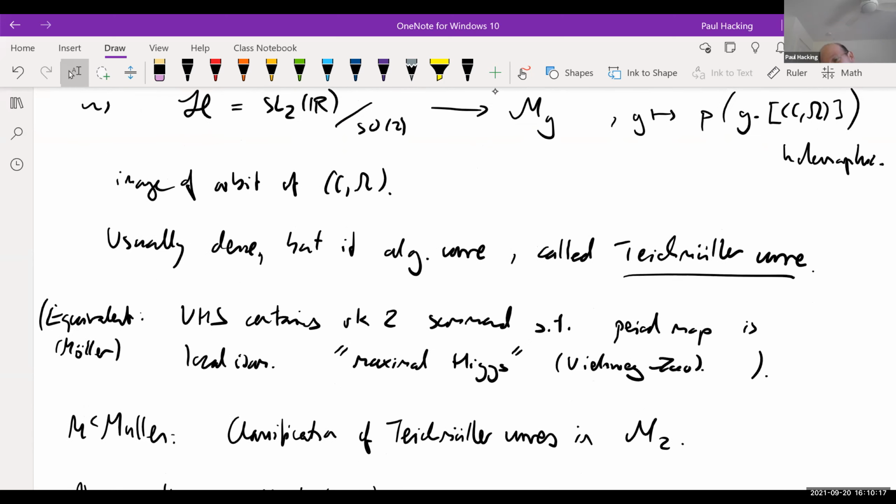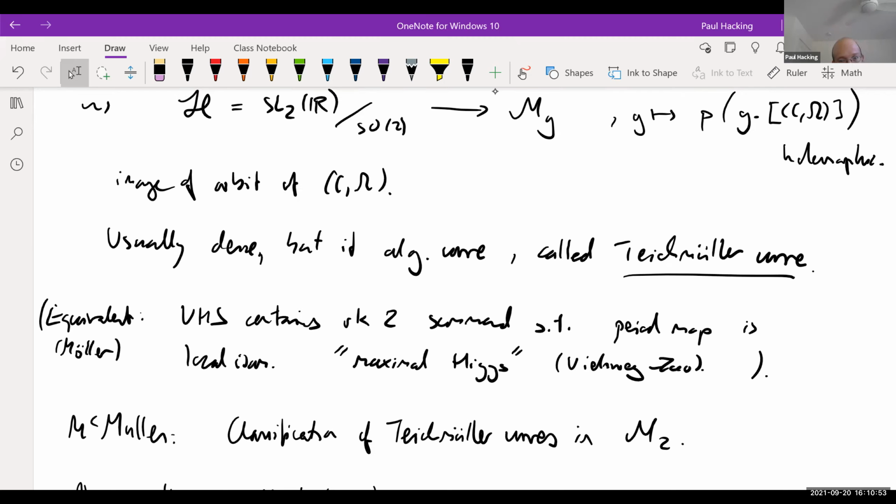We have the Teichmuller curve in M_g. We look at the variation of Hodge structures over that curve, so the H1 of the curves parameterized by that curve in M_g. That contains a rank 2 summand, such that the period map is a local isomorphism. And this rank 2 summand, if you think about the construction up here, it's just the real and imaginary parts of this chosen one form on the original curve. Yeah, and in the notation of Viehweg and Zuo, this is called maximal Higgs.